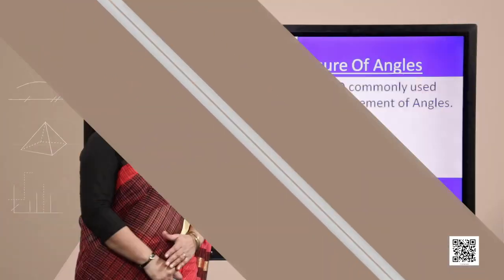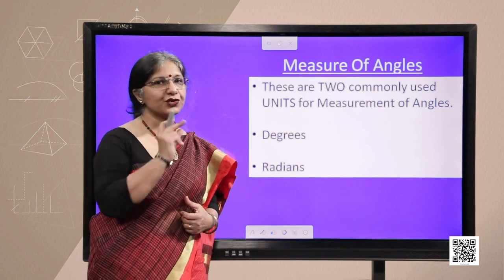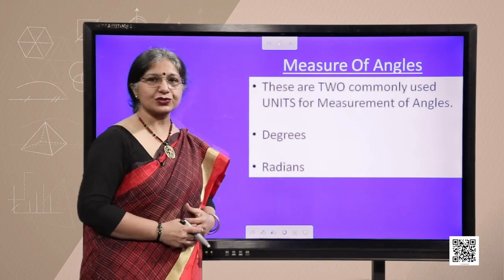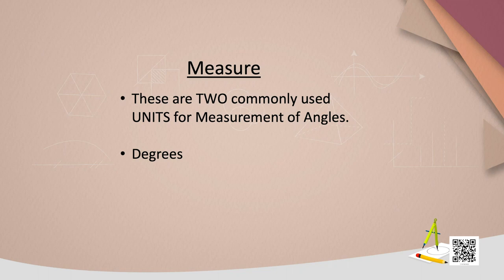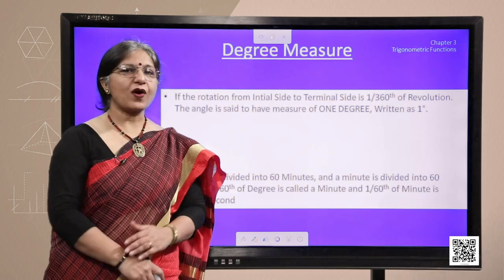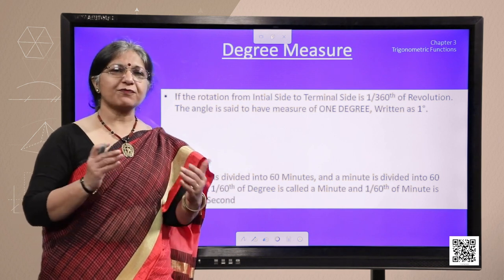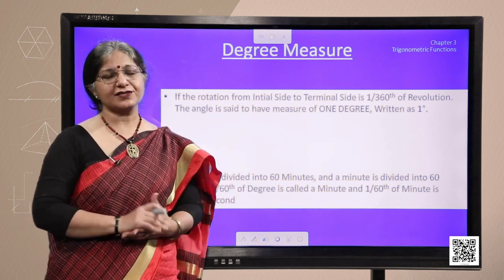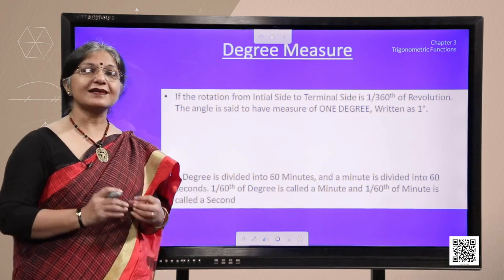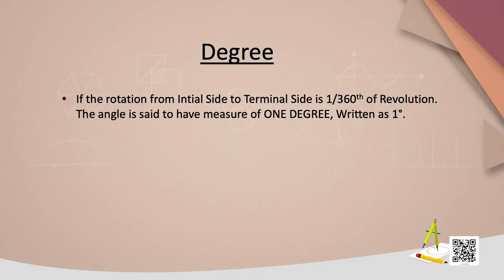Now, for measuring any quantity, we need units, and for measuring the angles also, there are two commonly used units of measurements of angles. Degree, you are familiar with it, and other one is radians. Now, what is degree measure? You all must have been using degree in your earlier classes for trigonometric ratios, but what it is actually? If the rotation from the initial side to the terminal side is 1 upon 360th of a complete revolution, the angle is said to have measure of 1 degree.